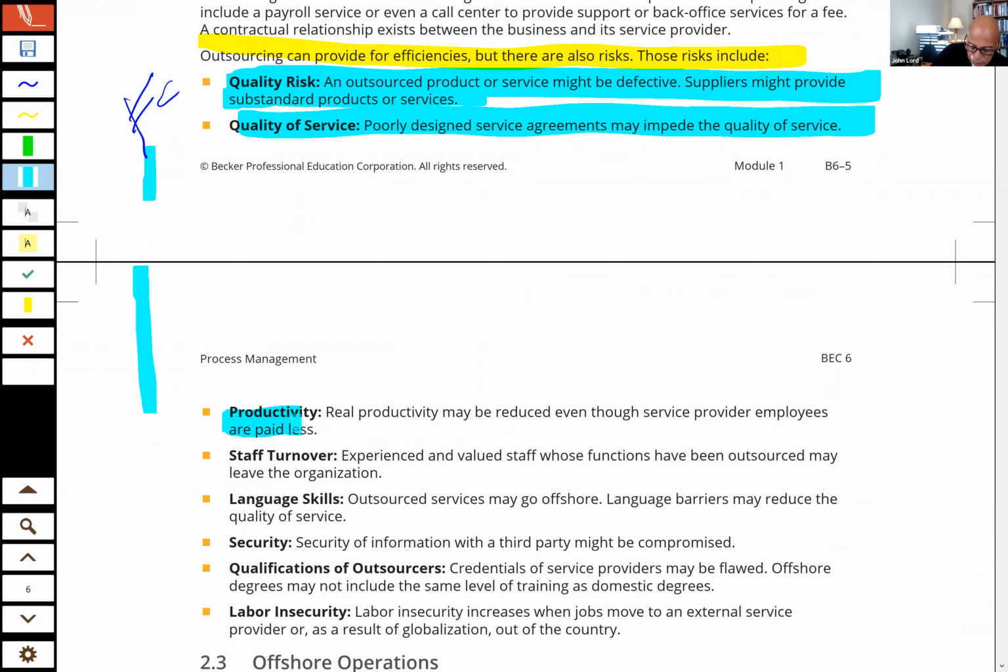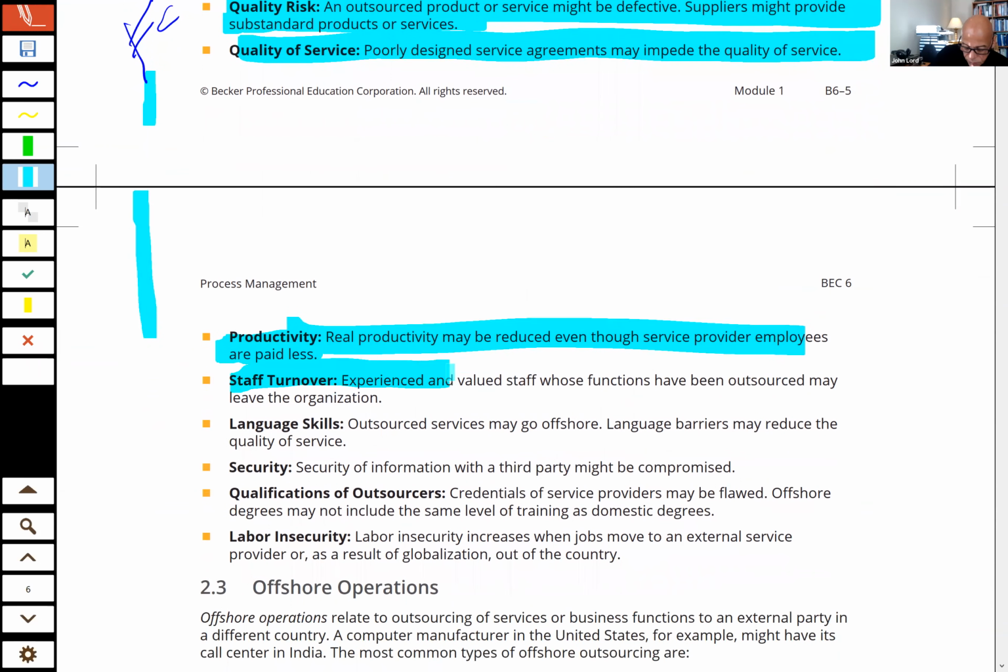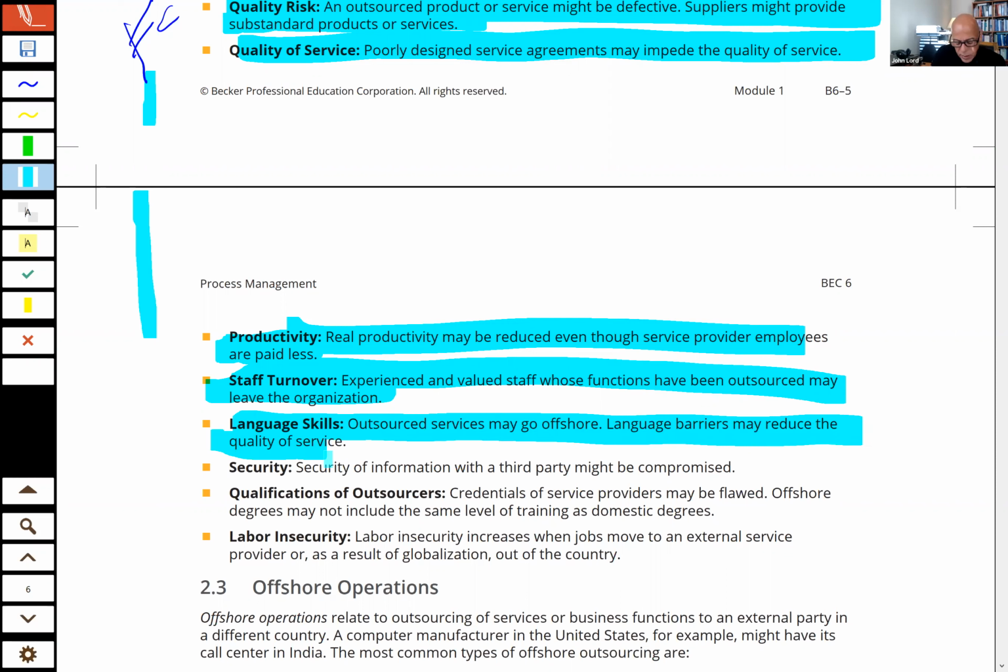Okay, productivity may be reduced even though the service provider's employees are paid less. Staff turnover: we could lose valued experienced staff if we start outsourcing, and the people that used to do that are going to leave the organization. It kind of smacks more of outsourcing concerns, which, if you're outsourcing to another country, there could be language barriers. Security of information that you're going to have to provide to third parties.